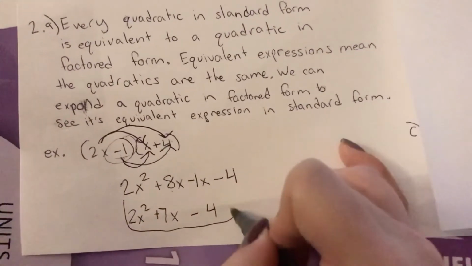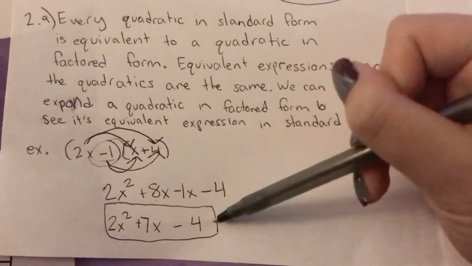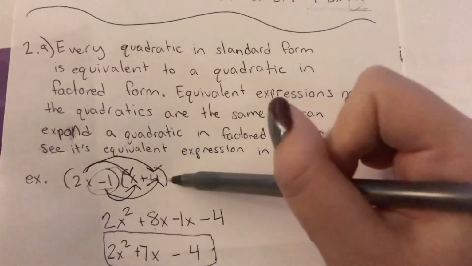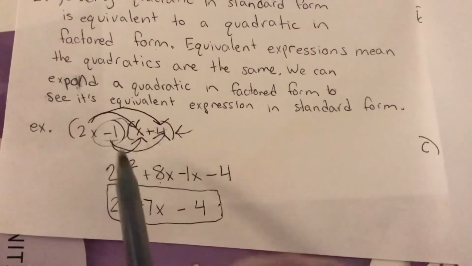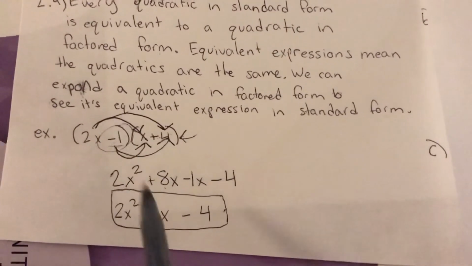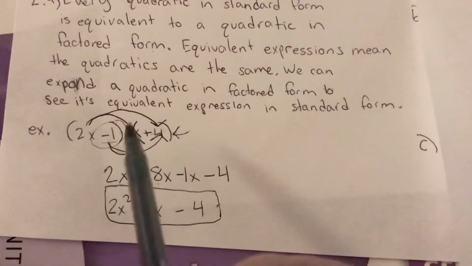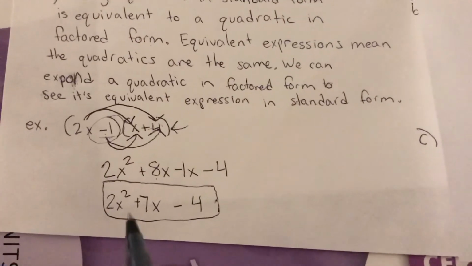So here, I know that this quadratic in standard form is equivalent to this quadratic written in factored form. At first glance, they might look very different, but you can verify if they're equivalent to one another by expanding out the factored form and seeing if it matches the standard form.